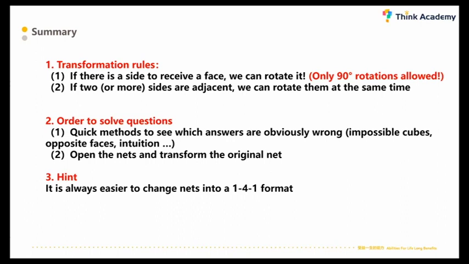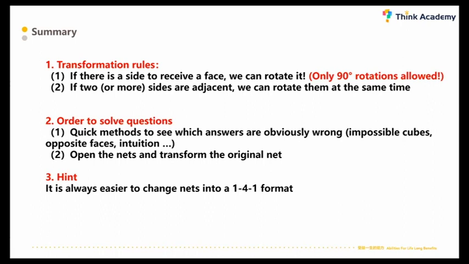So the first one is, if there is a side to receive a face, we can rotate it, okay? And it has to be received. We can't just leave it hanging by one corner. And remember that only 90-degree rotations are allowed in one go, okay? The second one is that if two or more sides are adjacent, we can rotate them at the same time. So just like last time, we can put the two of them together and we can rotate them at the same time. And this will make solving the questions way quicker.